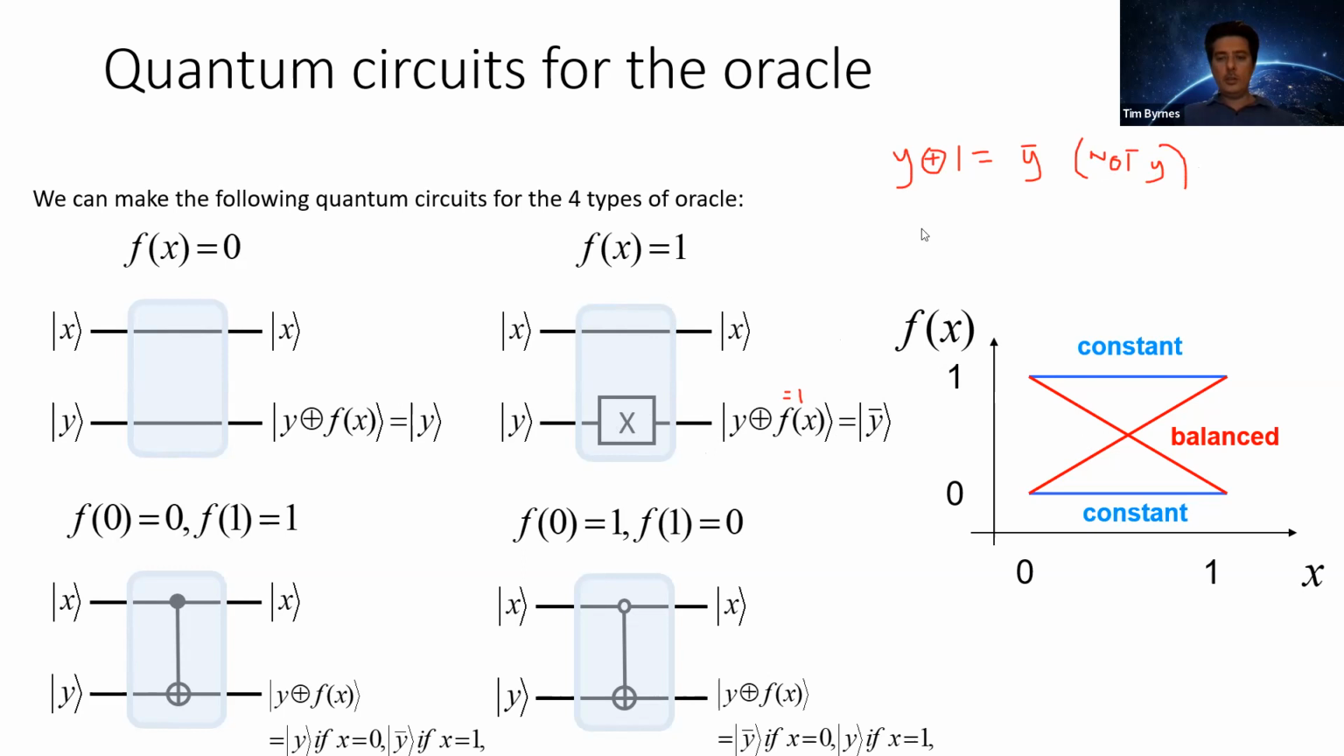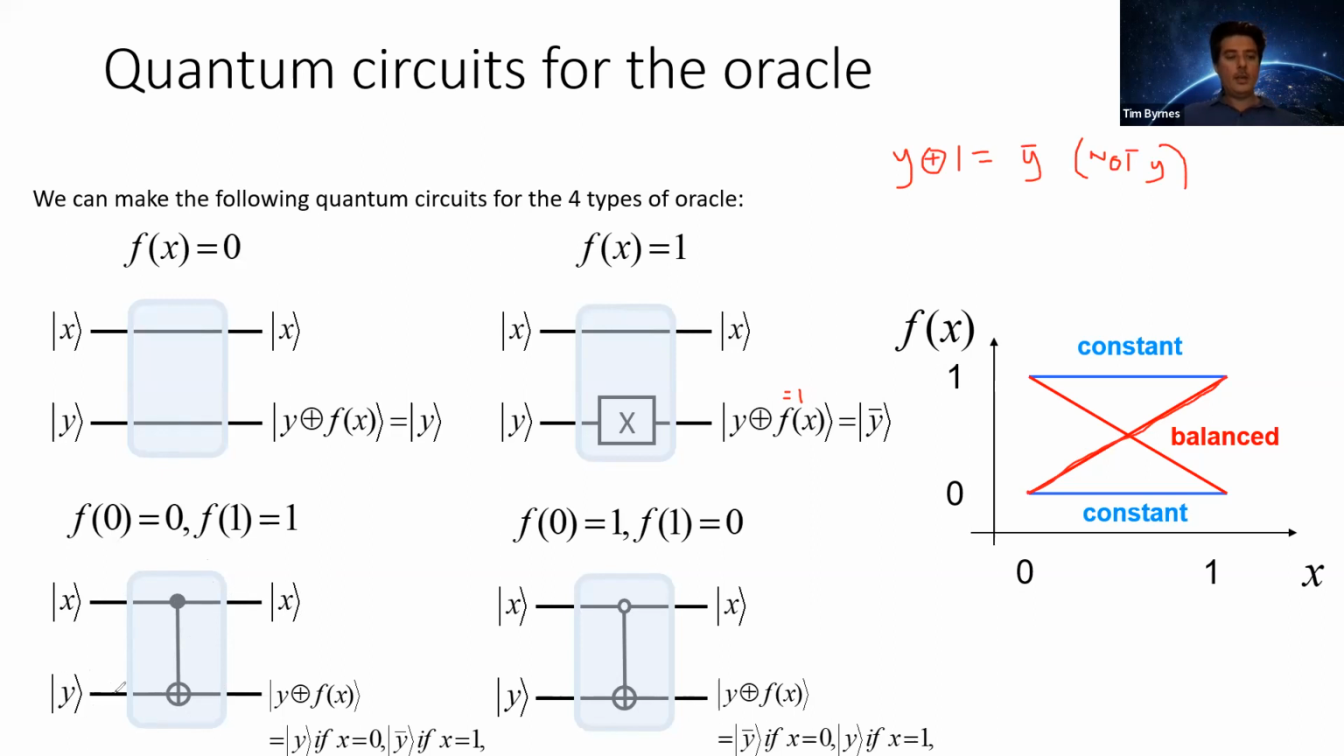For this function here, where f of 0 is 0 and f of 1 is 1, we can implement this with a CNOT gate. We've already encountered this maybe 2 slide sets ago. So what's going to happen here? As you know, in the CNOT gate, the control qubit, nothing happens to it, right? So this x just passes through and becomes x.